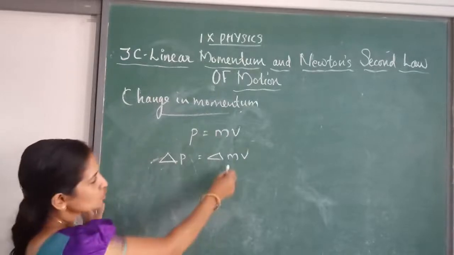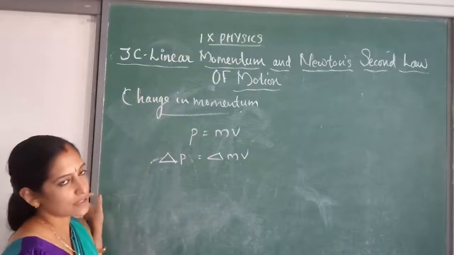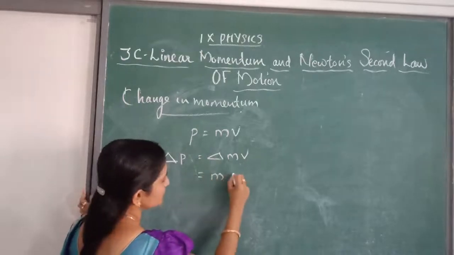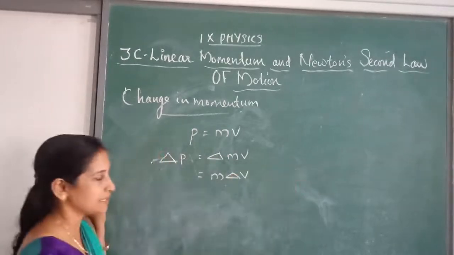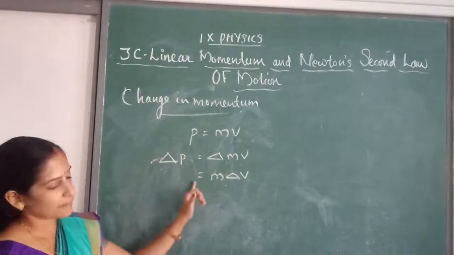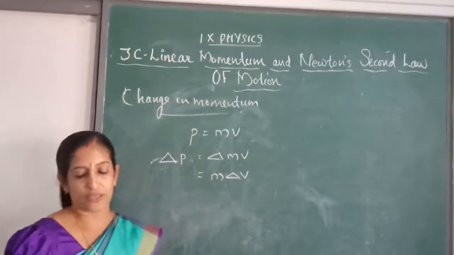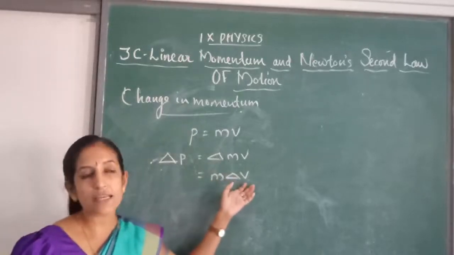Okay, so here we discussed that mass remains a constant. So mass can be taken as a constant, and the change can take place in the velocity. So we can write delta P is equal to m into delta V. Understood? What is this? Change in momentum.